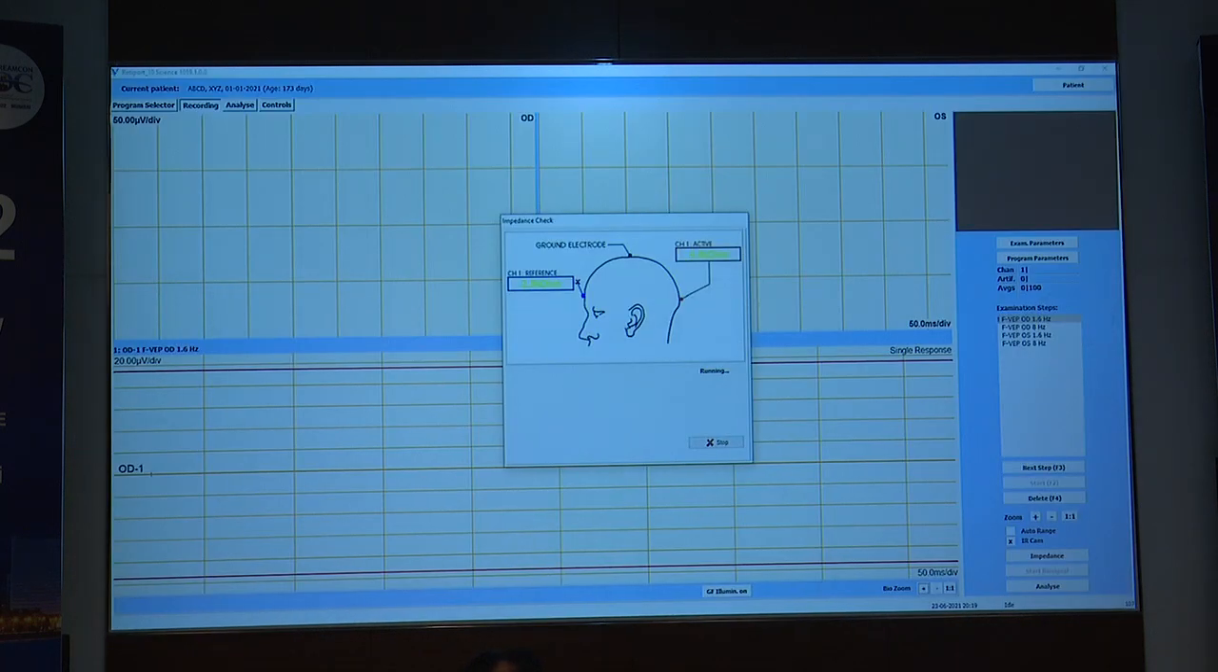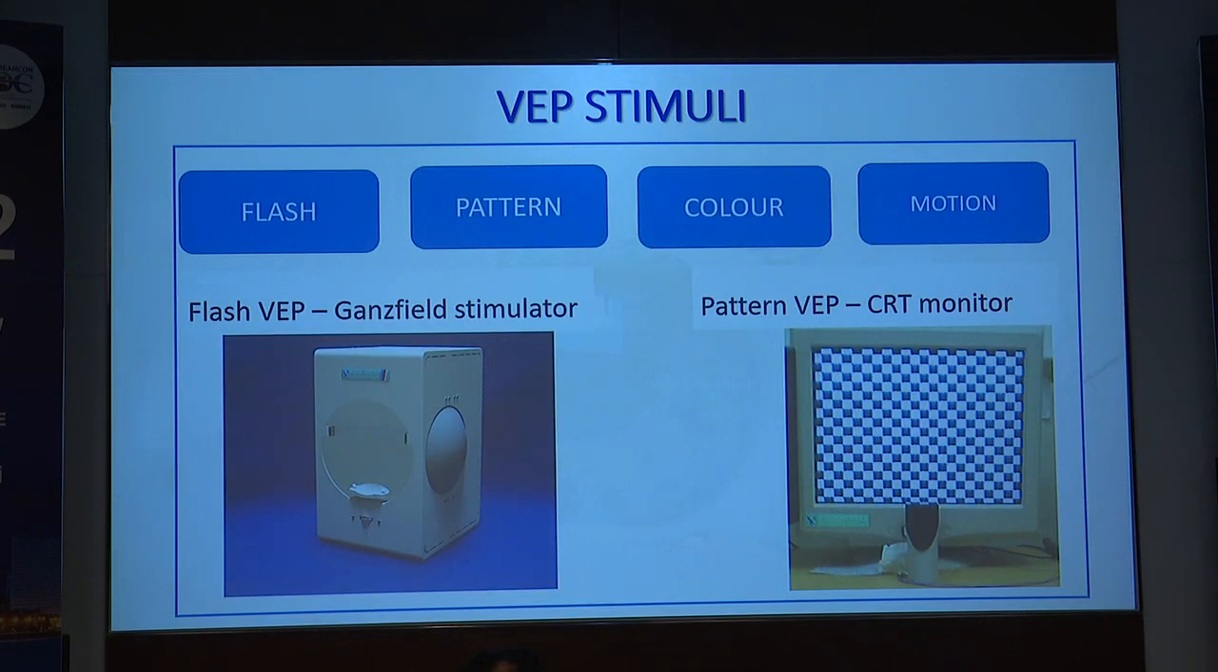Now, this is the recording interface showing the difference in impedance between the two electrodes is not okay. Now, the stimuli of the VEP can be flash, pattern, color, or motion. Most commonly used in flash VEP, we have the Ganzfeld stimulator, and in pattern VEP, we have the CRT monitor.